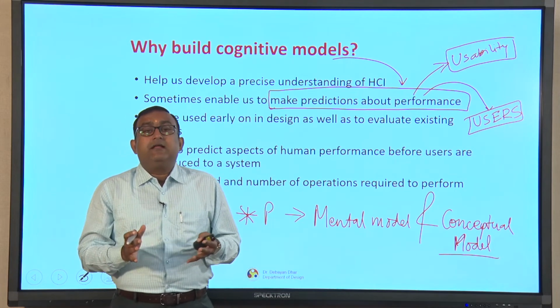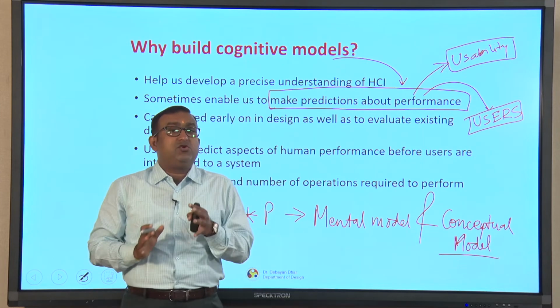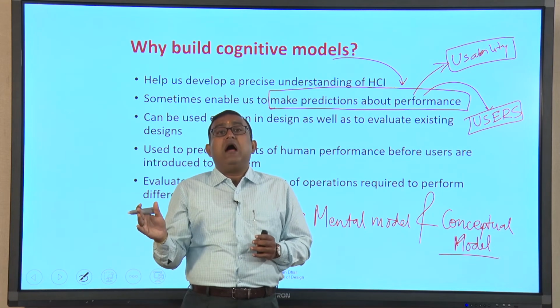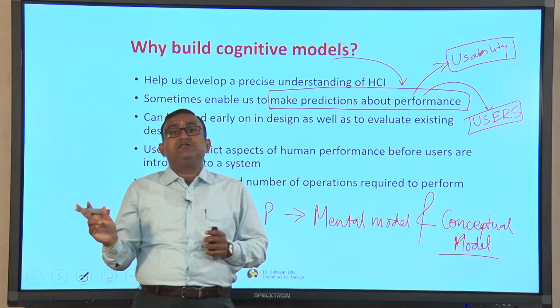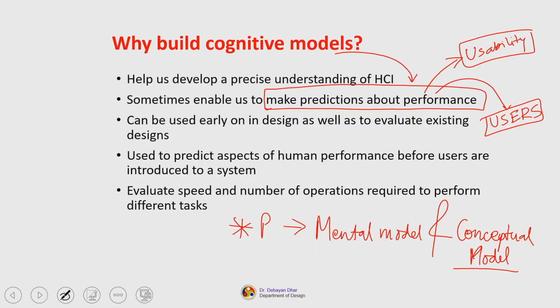That means the gulf of execution is equivalent to 0. There is no gulf of execution. The amount of effort that the user has to undertake to reach the conceptual model is equivalent to 0. That means there is a direct representation of the mental model in the conceptual model. This can be one of the scenarios.